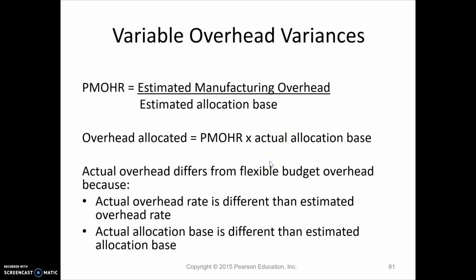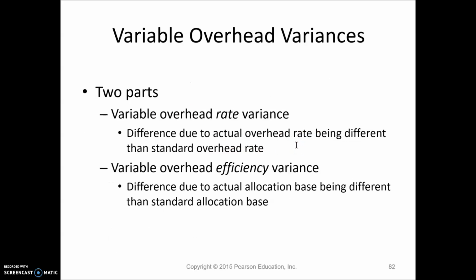So when we see a variance, it's going to be different. There could be a few reasons why it's different. The actual overhead could be different than the estimated overhead. The actual allocation base can be different from the estimated allocation base. So that's going to give us an incorrect rate. And then the allocation base is also used in the allocation, so it could cause a variance there. So we're going to look at two parts.